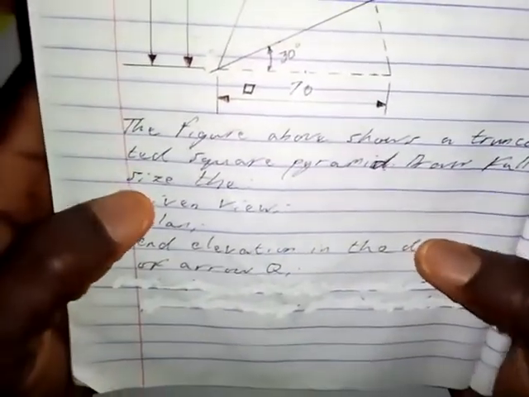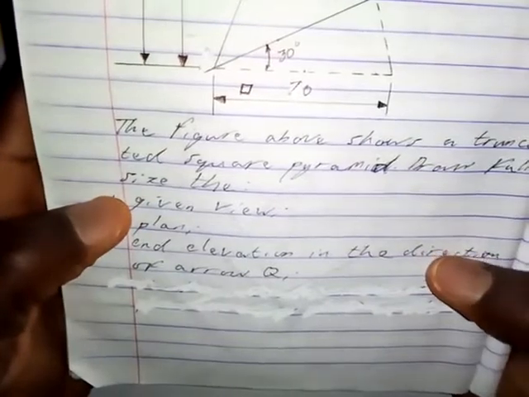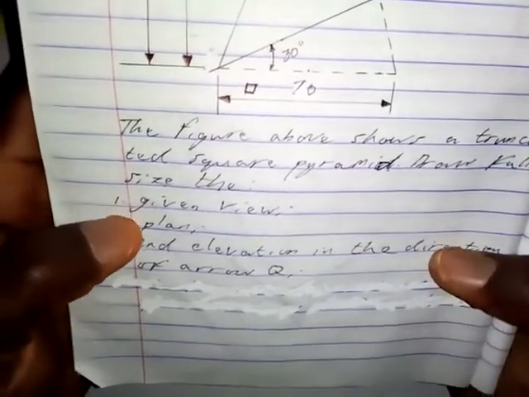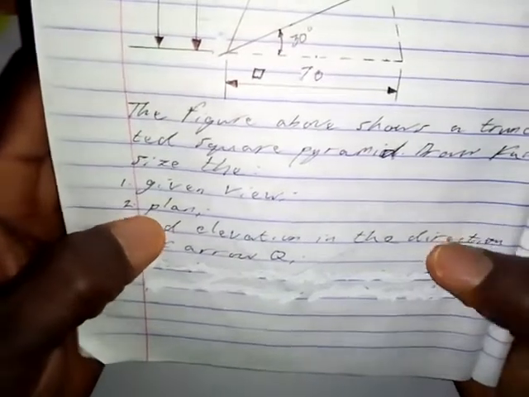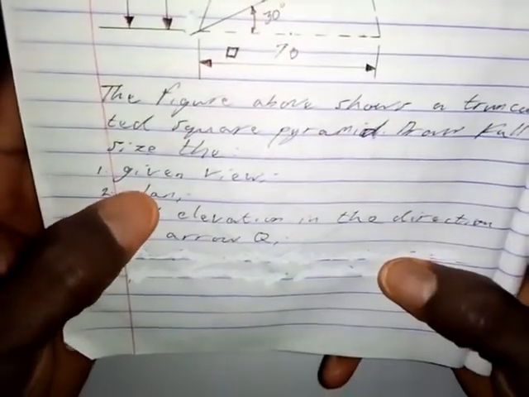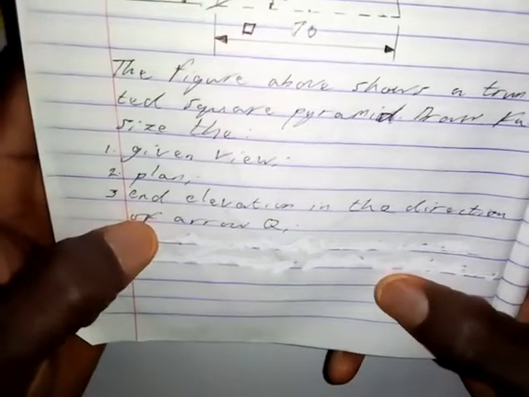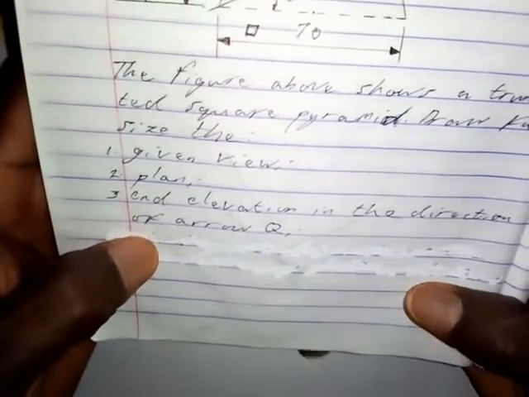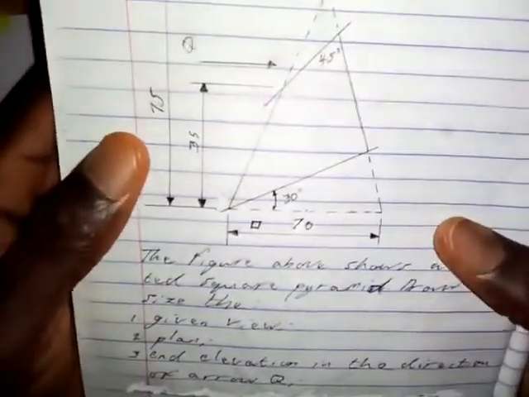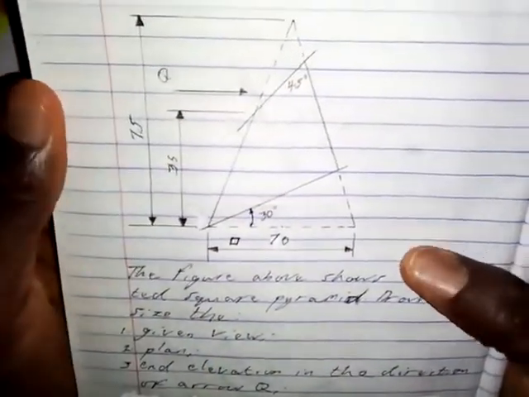So here we have that the figure above shows a truncated square pyramid. Draw the full size: question 1, giving view; question 2, plan; and question 3, end elevation in direction of arrow Q. So those are the questions that we have to answer with the use of this figure.